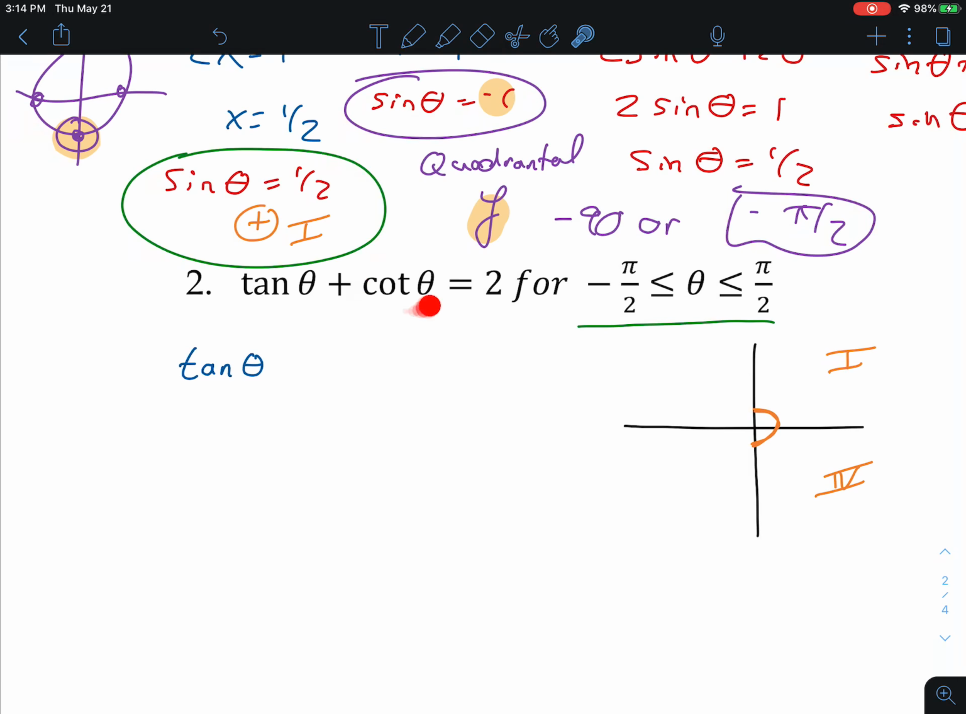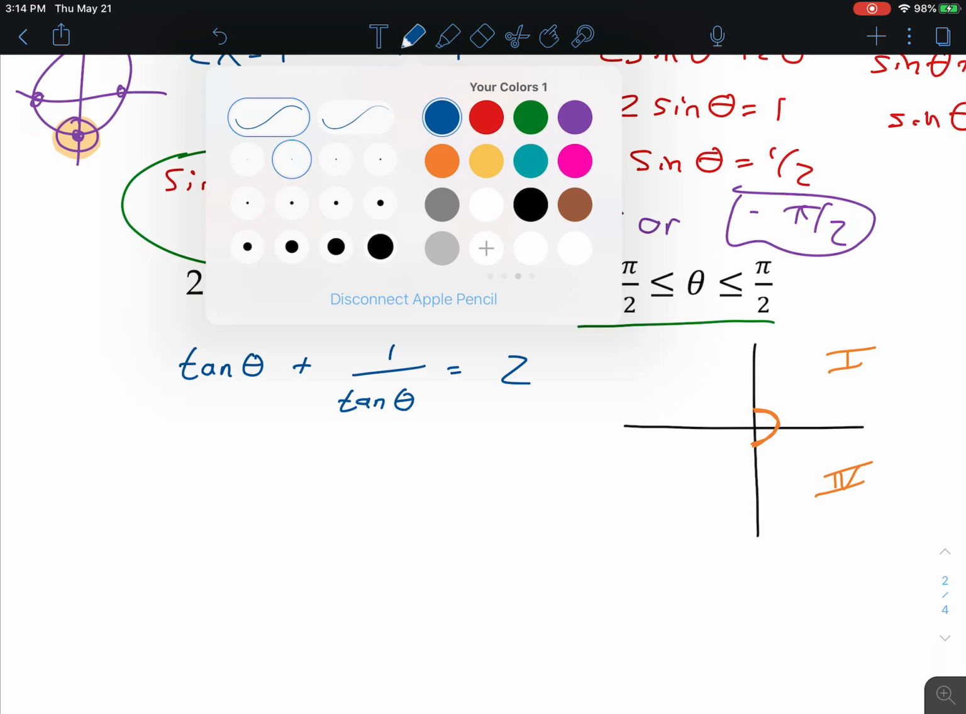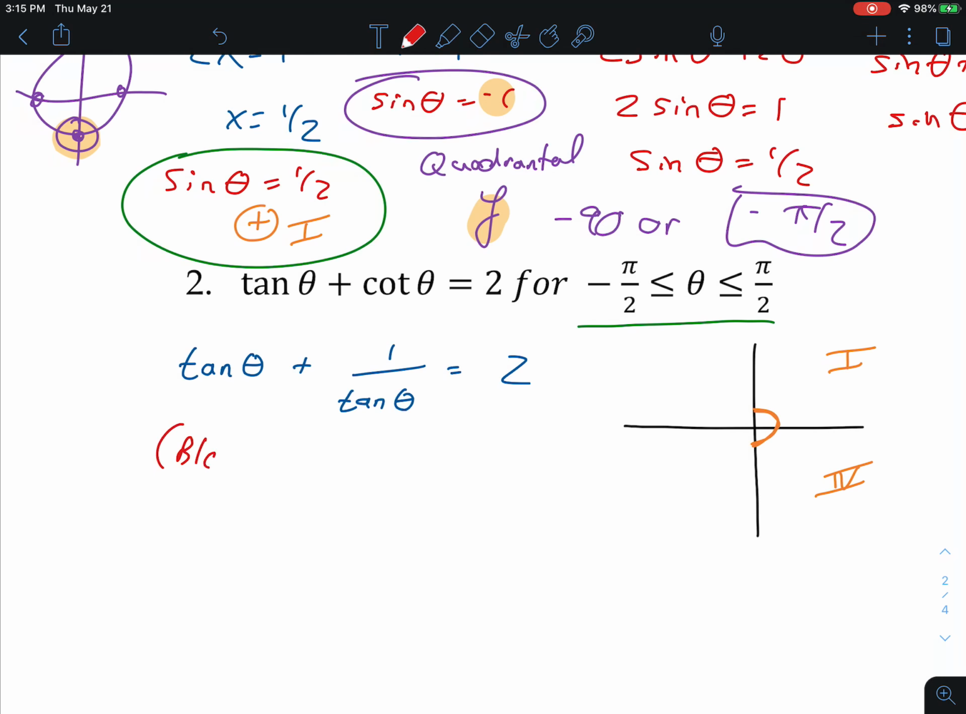True, you're right. What do I know? I have tangent of theta. What do I know about cotangent of theta? Well, that's the same thing as 1 over tangent of theta. So I'm replacing cotangent with 1 over tangent. Why did I do that?